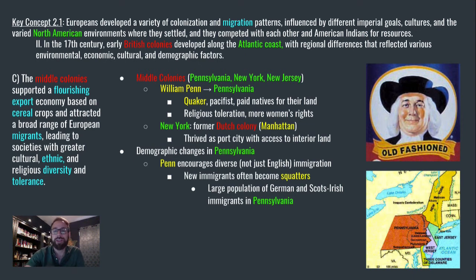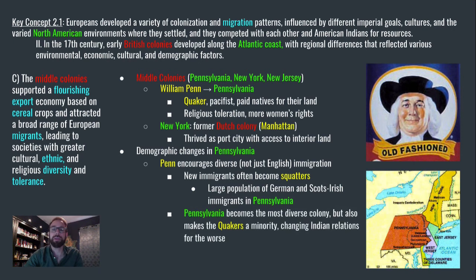Actually, it's interesting that if you think of the German populations in Pennsylvania today, there's Amish communities. The Amish actually are descended from German immigrants from all the way back then, looking kind of like the Puritans to form their own religious utopia away from the world where they were facing persecution themselves. Okay, so it becomes the most diverse colony as a result of religious toleration and openness to non-English immigration.